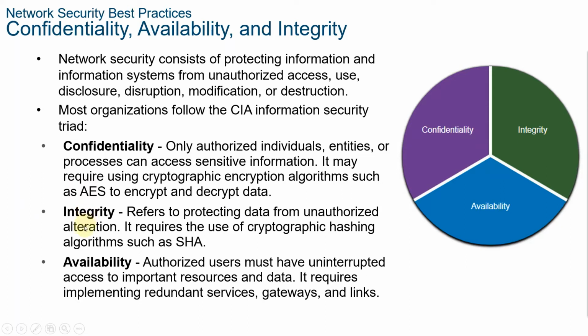When you say integrity, this refers to protecting data from unauthorized alteration. It requires the use of cryptographic hashing algorithms such as SHA. And availability: authorized users must have uninterrupted access to important resources and data. It requires implementing redundant services, gateways, and links.